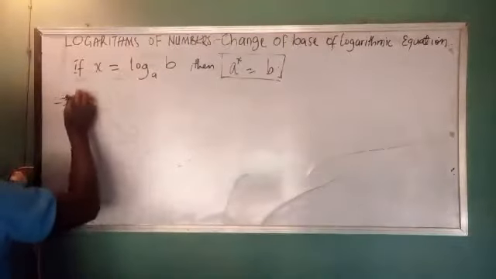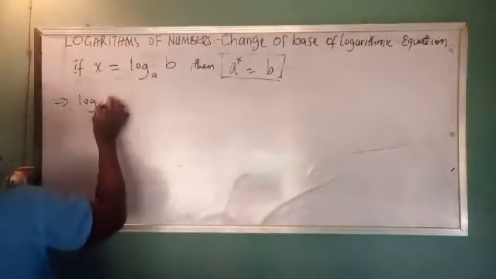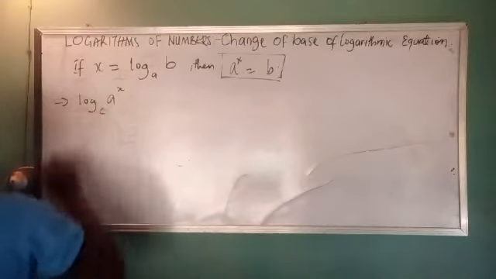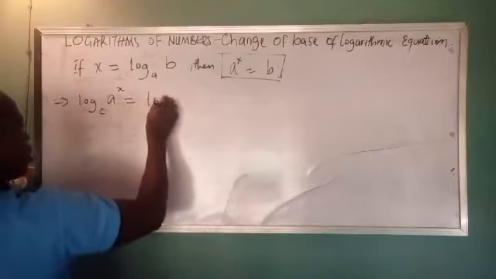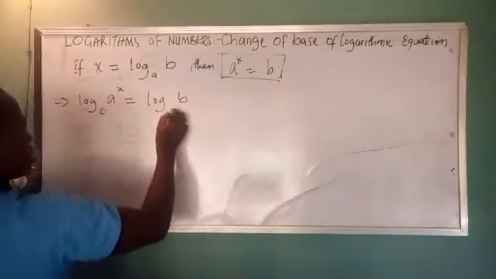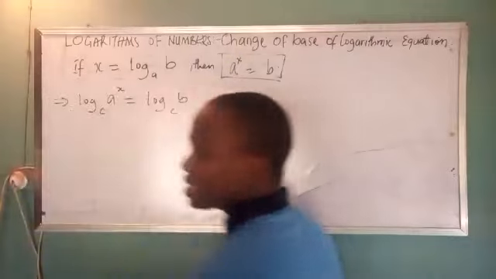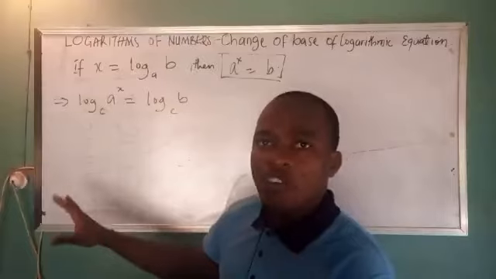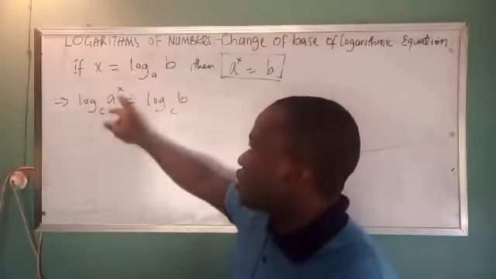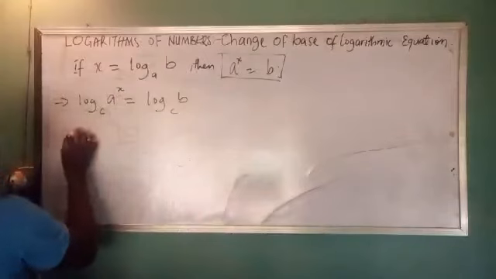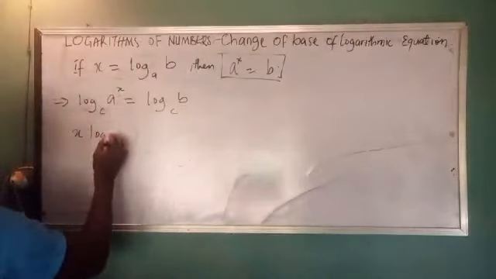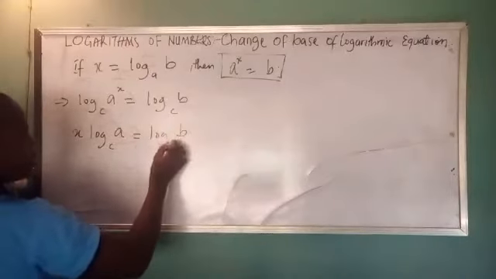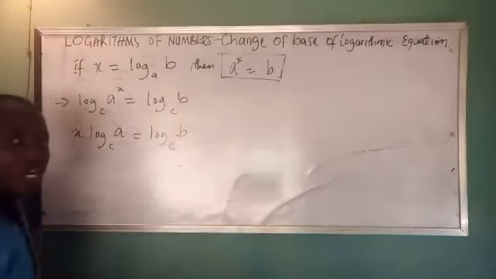So introducing log to base c on both sides of this equation, we have log of a to the power x to base c equals log of b to base c. Looking at the left hand side, you can see that the power law of logarithms can be used here because of this power. So this power can come down and multiply everything, that is x log a to base c equals log b to base c. Are you getting what I'm saying now?